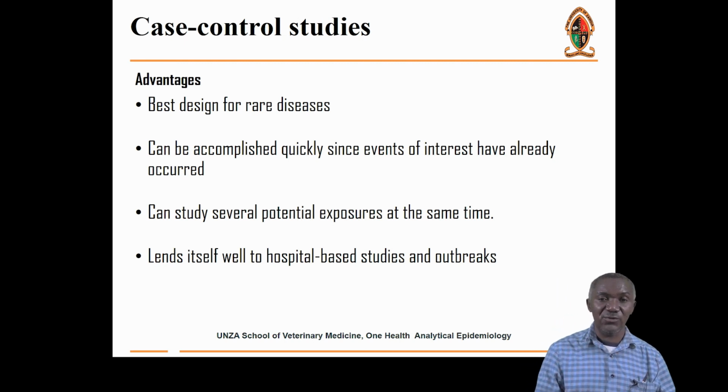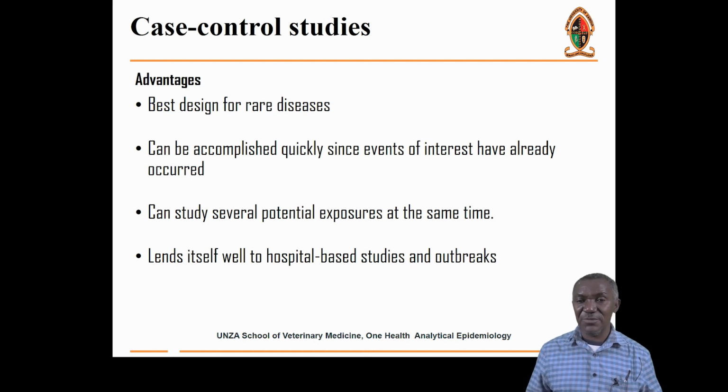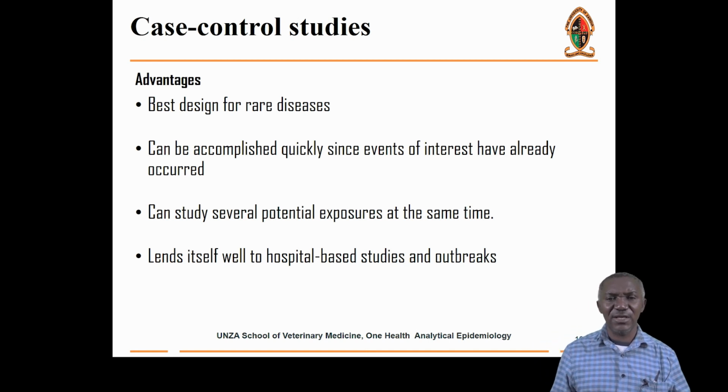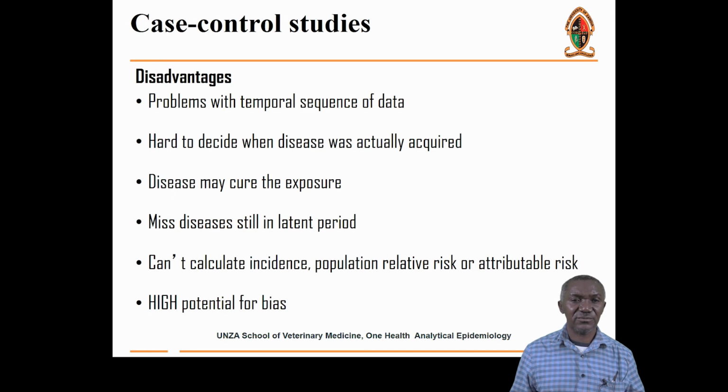It could be not smoking, it could be other things. So you can investigate. You may say, for instance, that this cancer could be a result of staying in a certain environment, or smoking, or any other possible exposure factor. So you can study multiple exposures at the same time. It also lends itself well to hospital-based studies and outbreaks. This kind of study is quite appropriate when you are doing hospital-based studies and outbreaks. So these are some of the advantages of a case control study.